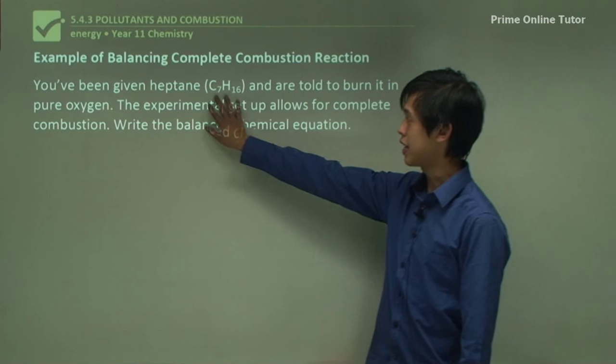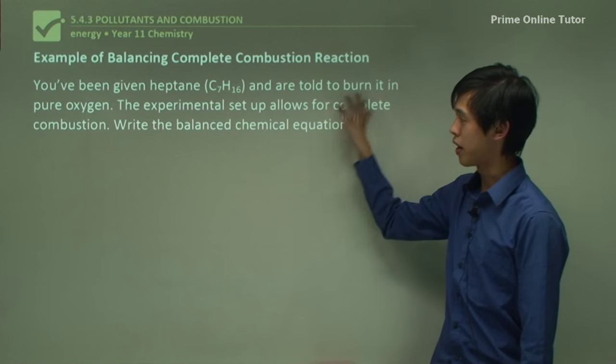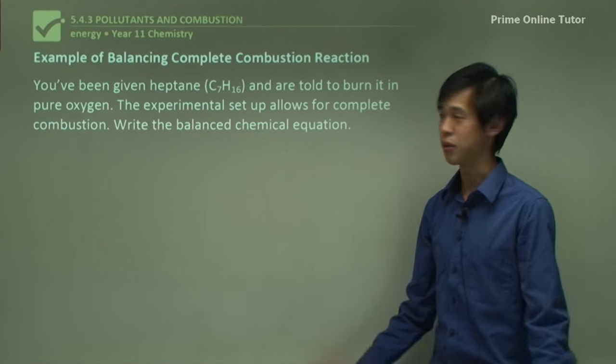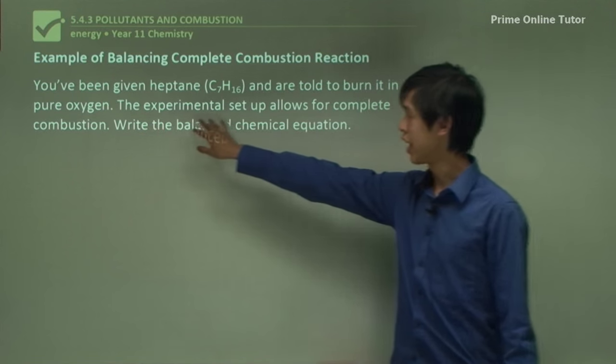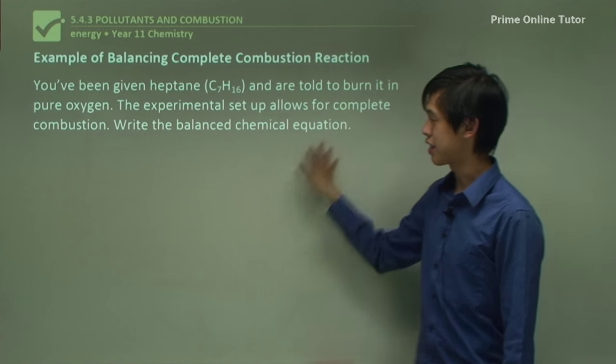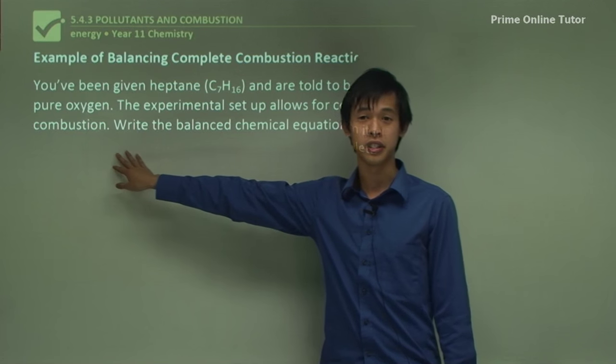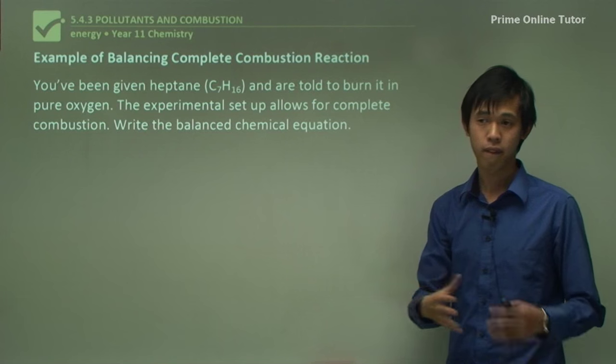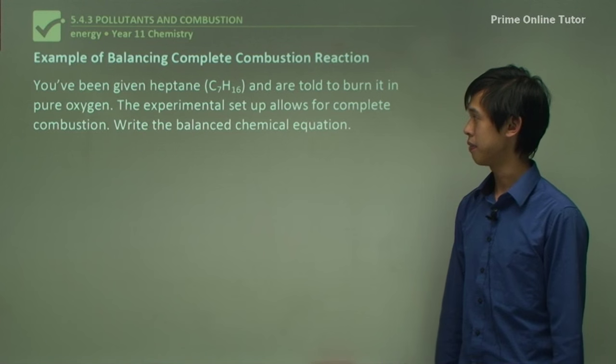So we've got heptane, and we're told to burn in pure oxygen, so we don't even have to worry about the nitrogen in the air. We've just got pure oxygen available. And this experiment allows us to achieve complete combustion. So we just want to write a balanced chemical equation for this process, okay?